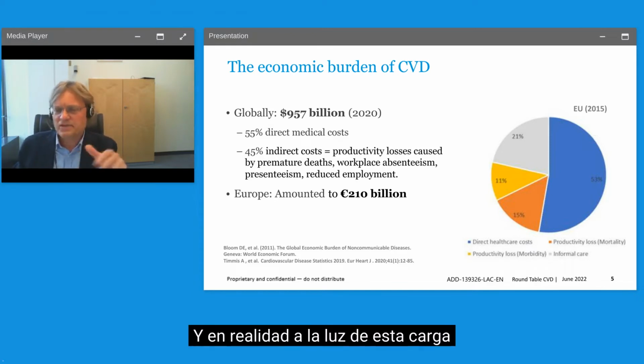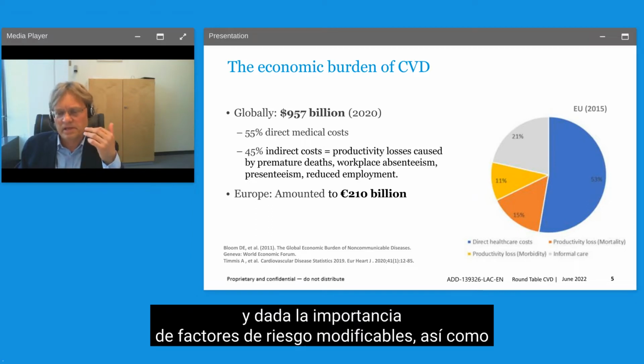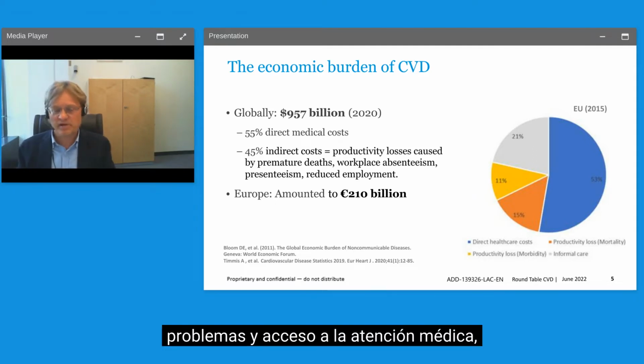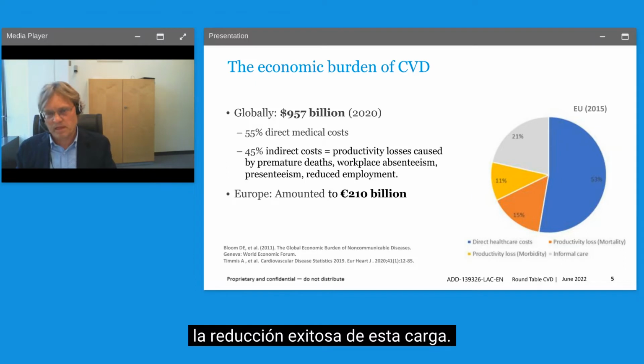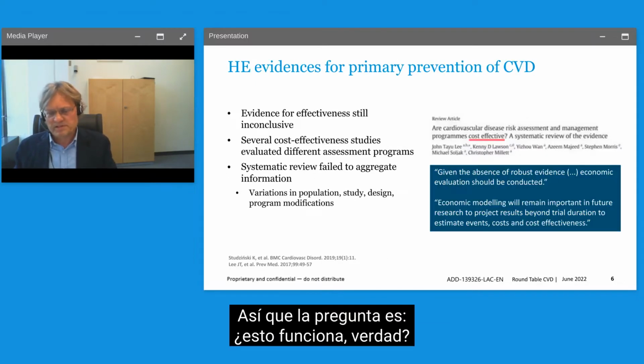Okay, and in light of this burden, and given the importance of modifiable risk factors and issues in access to healthcare, primary prevention initiatives and programs are really key to successful reduction of this burden. So the question is, does this work, right?